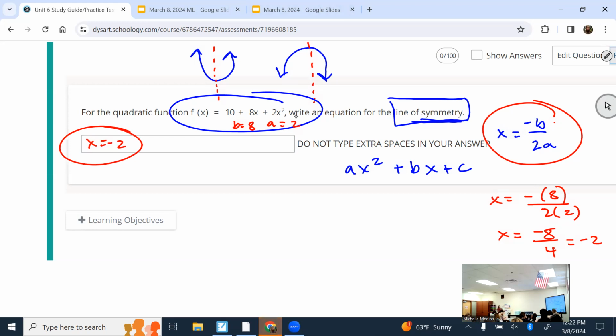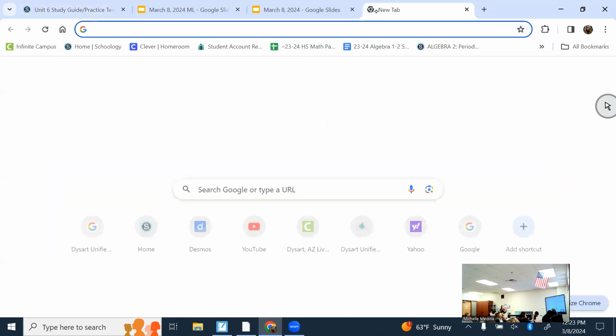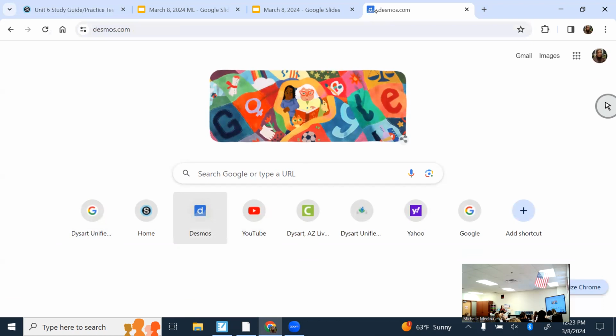So it's kind of like when we estimated the x coordinate of our vertex. So really, for this question, instead of plugging it in this way, you could also type in your equation into Desmos.